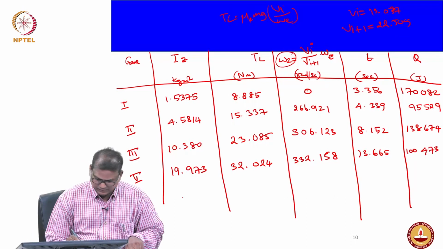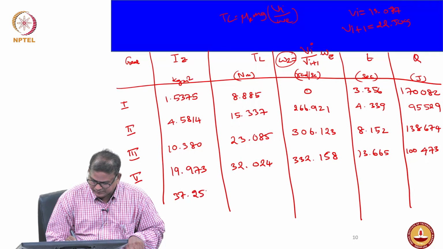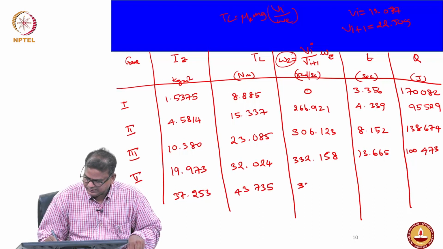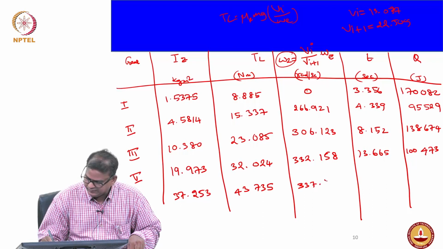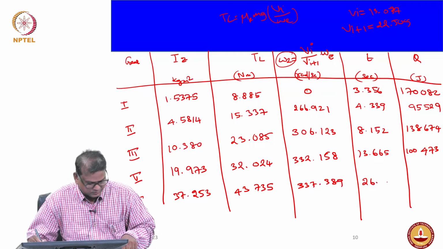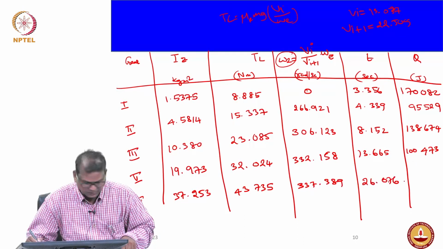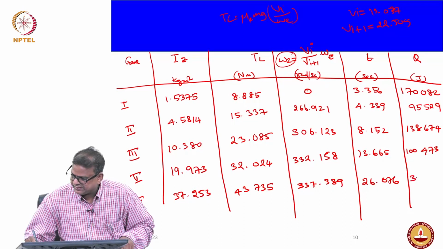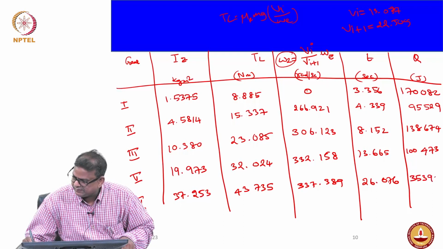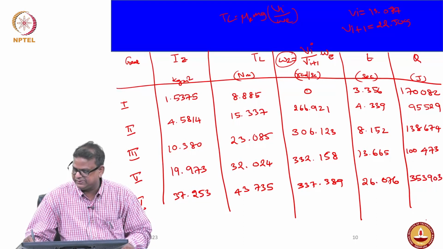For the fifth gear, 37.253, 43.735, 33.389. Then the slipping time is 26 seconds almost. So the heat generation is 3053,903. So this much heat is generated.